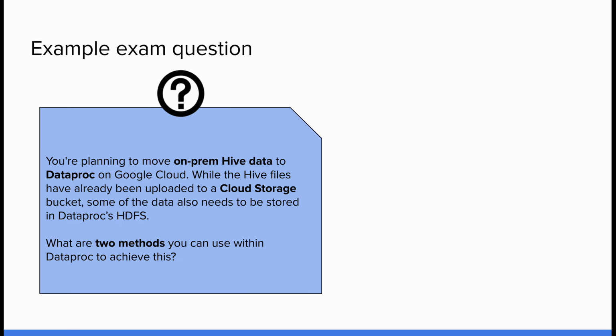Let's go over an example exam question. So you're planning to move on-prem Hive data to Dataproc on Google Cloud. While the Hive files have already been uploaded to a cloud storage bucket, some of the data also needs to be stored in Dataproc's HDFS. What are two methods you can use within Dataproc to achieve this?